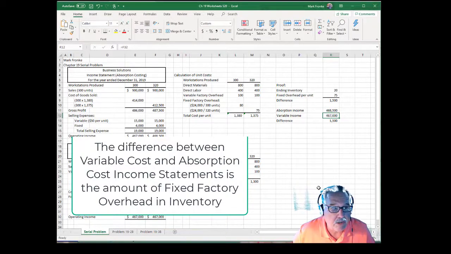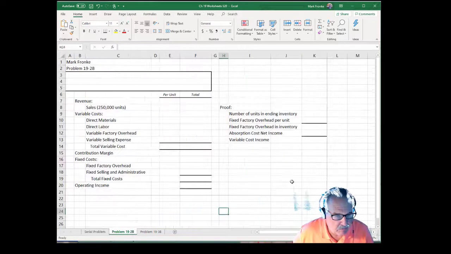The difference between the variable income statement and the absorption income statement is the amount of fixed factory overhead in ending inventory. In this case, we were showing what would happen if we manufactured the exact number we sold, or if we manufactured 20 extra that would be in ending inventory. So let's move on to problem 19.2b.